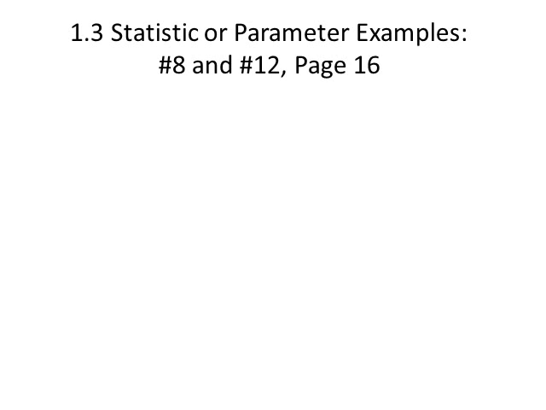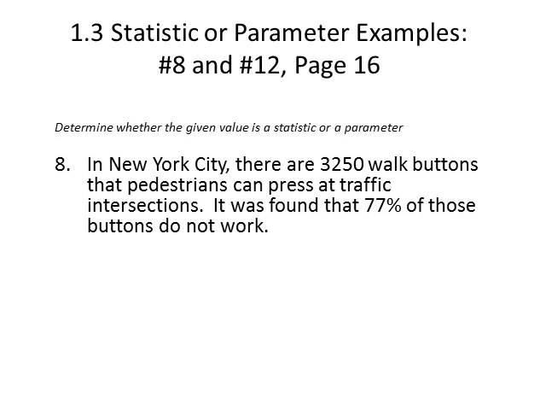Let's look at some examples to identify whether the value is a statistic or a parameter. First, in New York City there are 3,250 walk buttons that pedestrians can press at traffic intersections. It was found that 77% of those buttons do not work. So the value that we're focusing on in this problem is this percentage, 77%. Is that a statistic or a parameter? Well, this is a parameter because 3,250 represents all of the walk buttons that exist. And so the value 77% is identifying a percentage for all of those, so that would be a parameter.